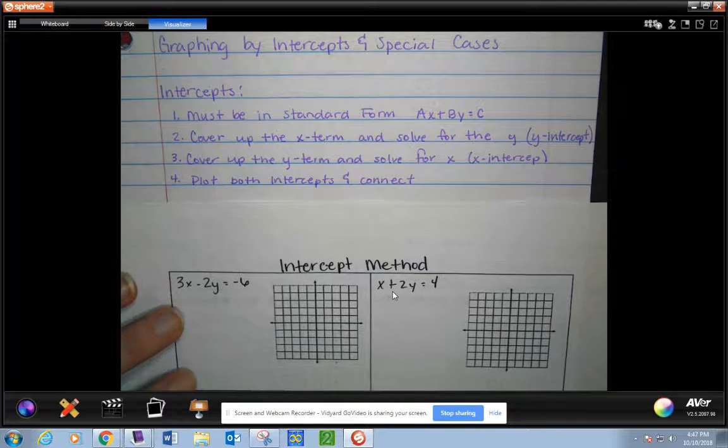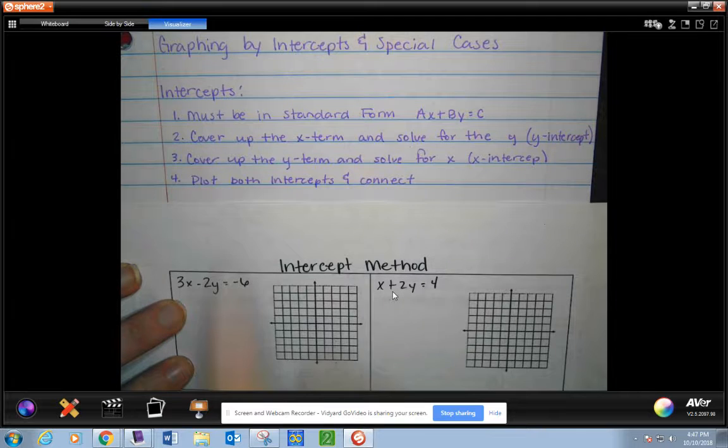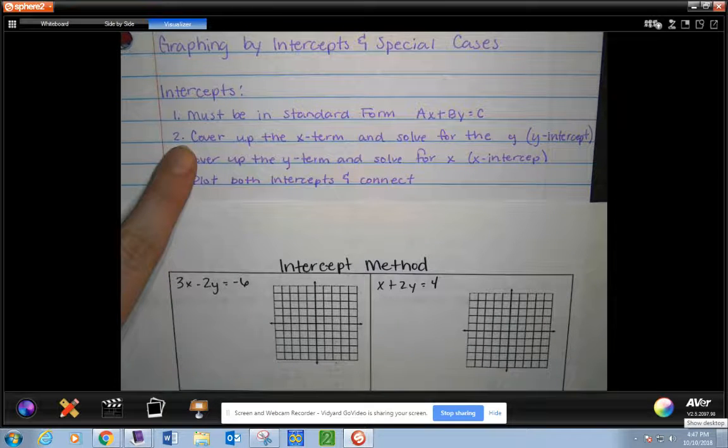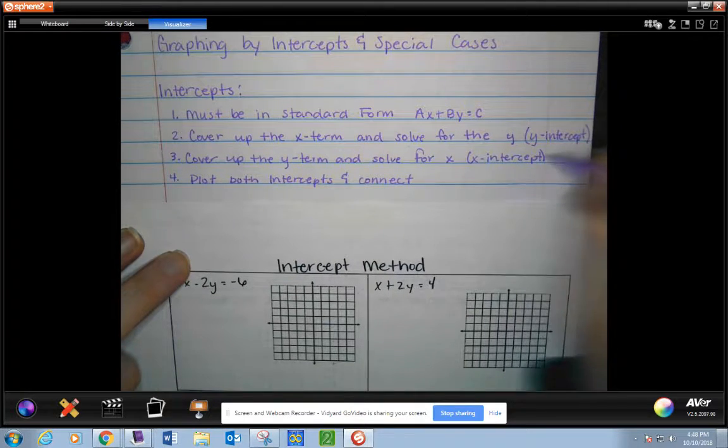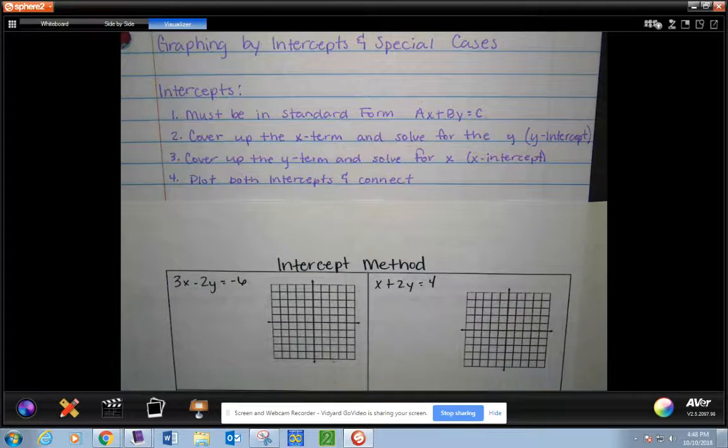So intercepts, there's 4 steps to this. If you're going to use the intercept method, it must be in standard form, which is ax plus by equals c. After that, you're going to cover up the x term and solve for the y, which will give you the y-intercept. Then you're going to cover up the y term and solve for the x to give you the x-intercept. And then you're going to plot both intercepts and just connect your line with your ruler.